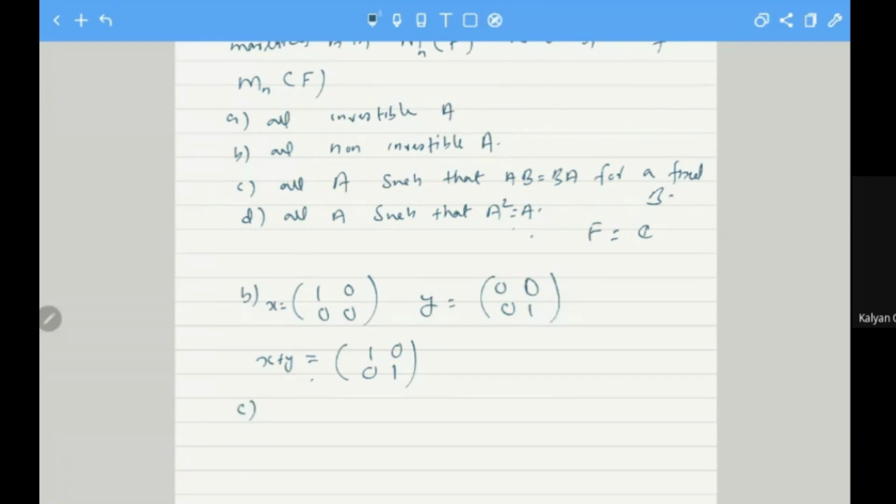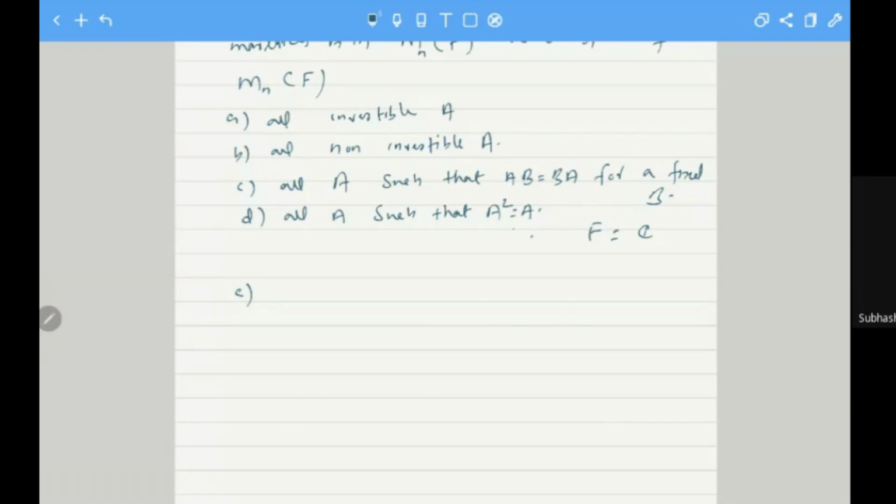So the second option is not true. Sir, I think option C will be correct only. Yeah, option C only will be correct. That's what she's saying.